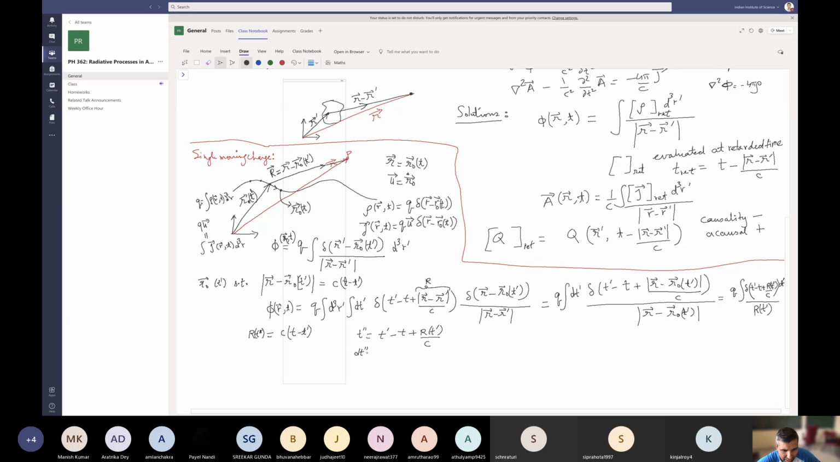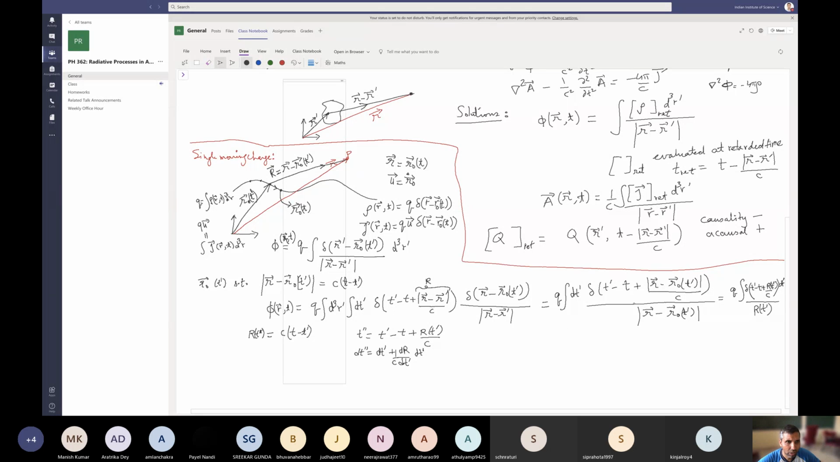Okay, so this is dt double prime is equal to dt prime. So time is fixed, so this is not differentiated. Plus dr dt prime 1 by c. Okay, so this is the change of dt prime.